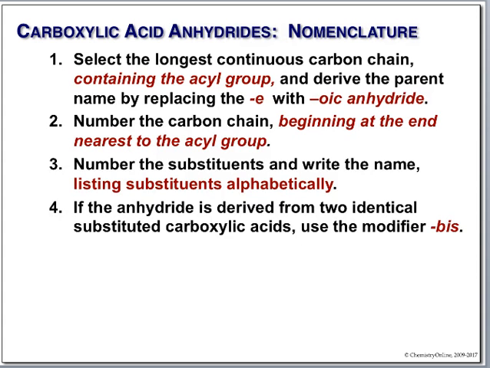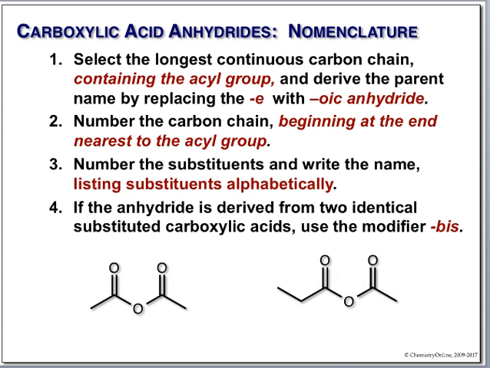All right, same thing again here. We're going to do anhydrides. Anhydrides are a little bit different. Anhydrides, we take 2 carboxylic acids, split out water, and stick them together. There are 2 possibilities. The 2 ends can be the same, or they can be different. If they're the same, we use the modifier bis and just say it's 2 of them. Bis means 2 of them. We're going to use oic anhydride to say it's a carboxylic acid. It's an anhydride. Again, if they're the same, it's a bis.